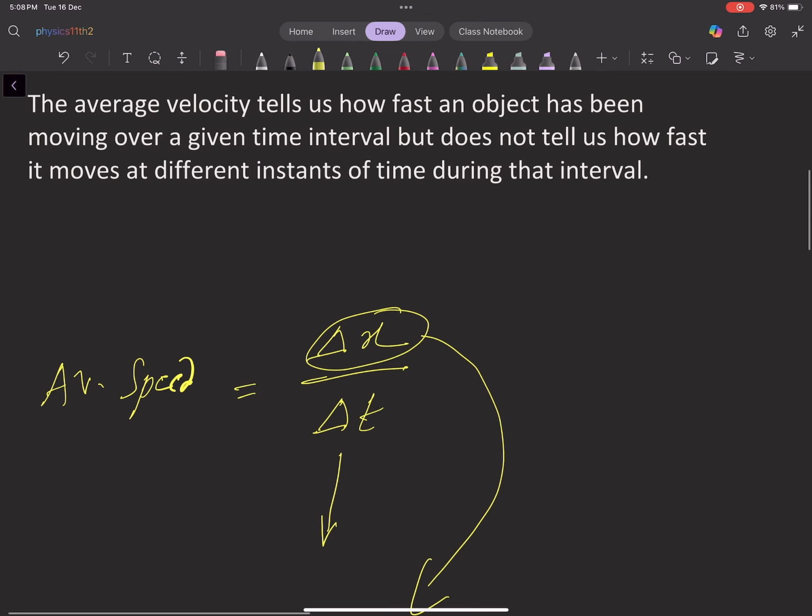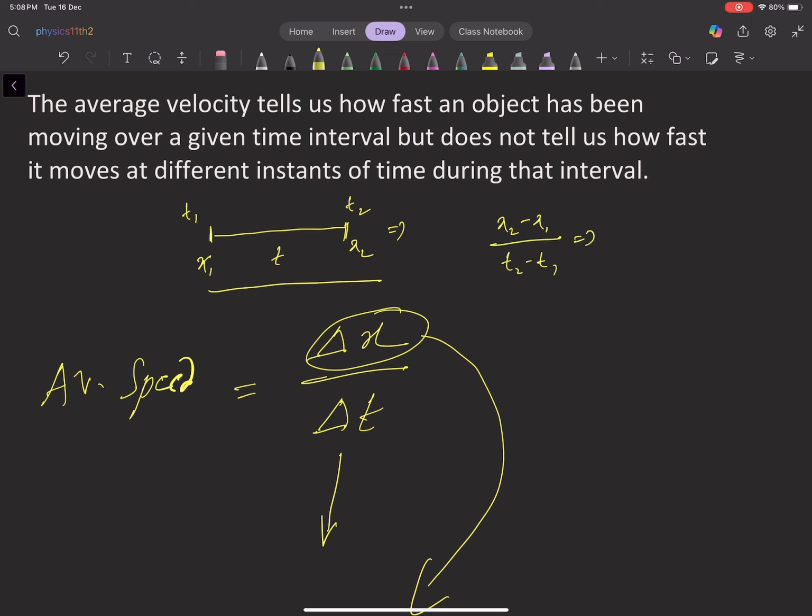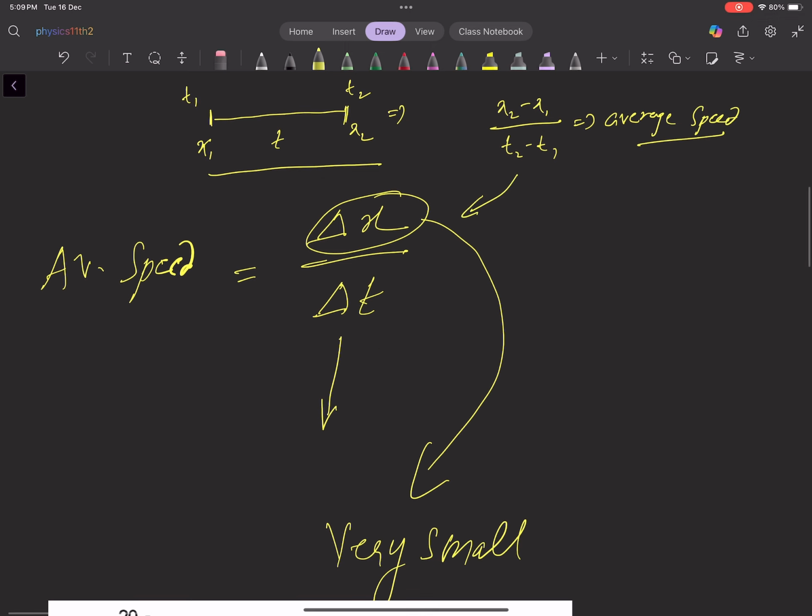So what is average velocity? Let's say you are at point x1 at time t1 and you come to point x2 at time t2, right? So you have covered the total distance of x2 minus x1. It means the total time taken is t2 minus t1. So this is the average speed. Okay, so it can also be written as delta x divided by delta t.